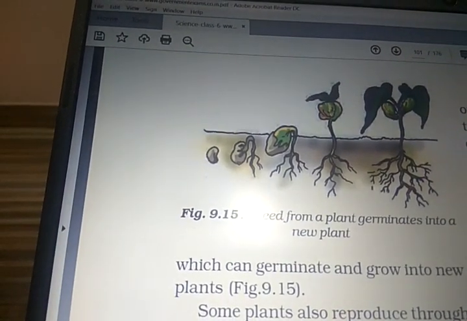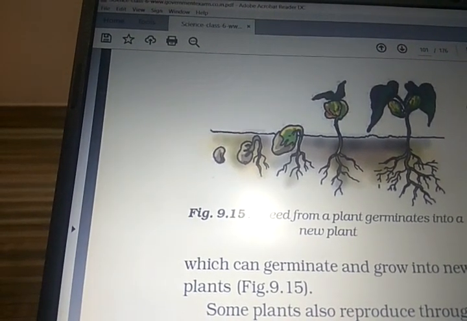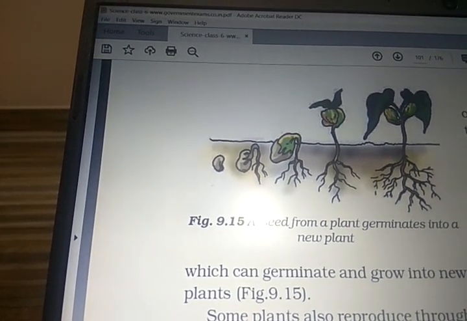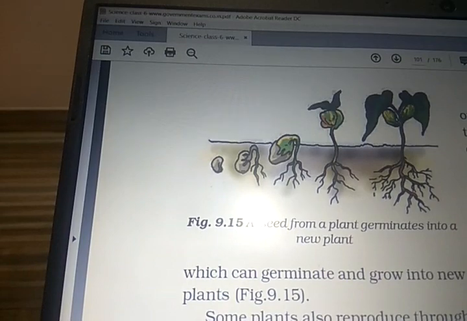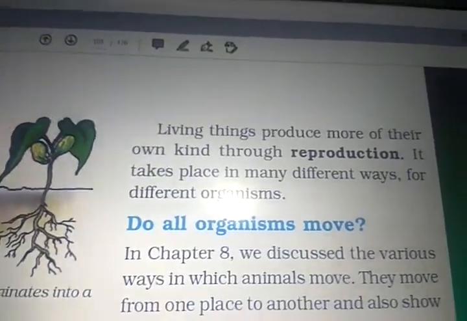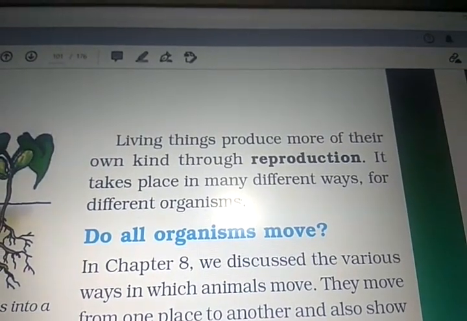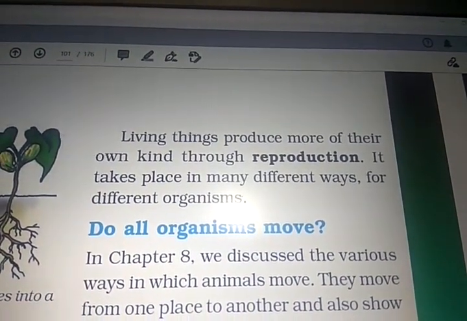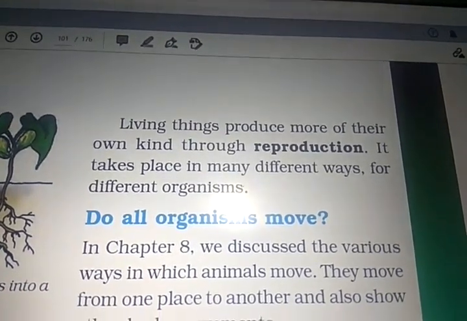Plants also reproduce their own kind. You can see the offspring of the plant, starting from seed to adult new plant. So we can say that living things produce more of their own kind through reproduction. It takes place in many different ways for different organisms.